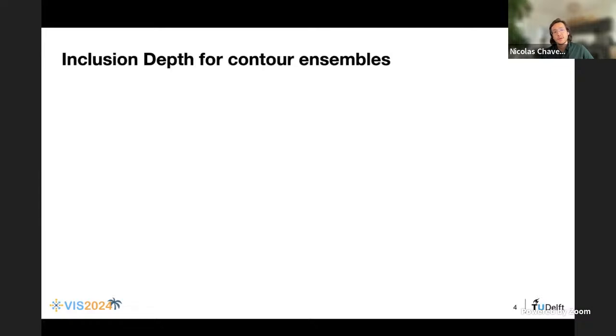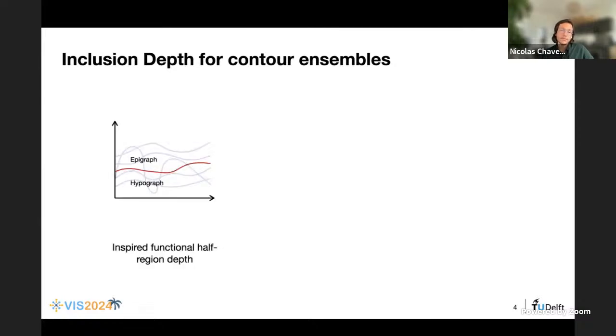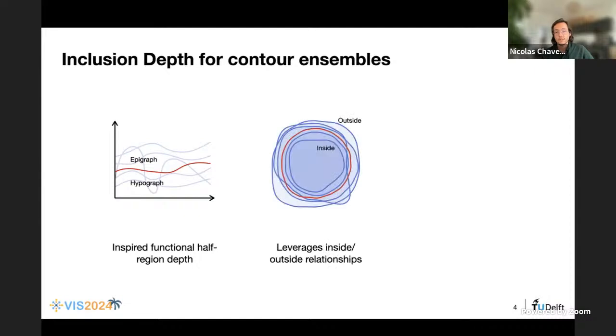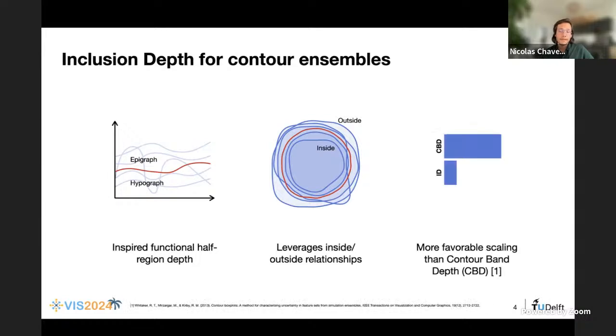As mentioned in this paper, we present a new notion of contour depth called inclusion depth, which has three defining characteristics. First, it is theoretically sound, drawing inspiration from functional half-region depth. Second, it is simple to understand and to implement because it leverages this very intuitive inside-outside relationship between contours. And third, it has a more favorable scaling compared to what was used until now to compute depths, which was contour band depth, presented jointly with the contour box plot visual idiom.